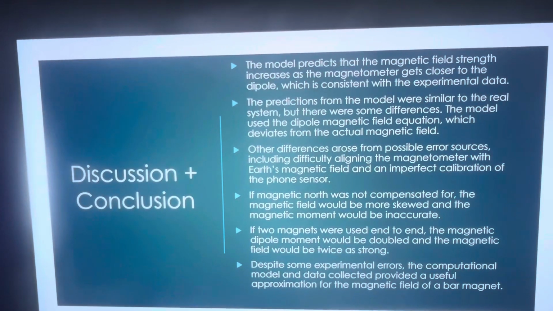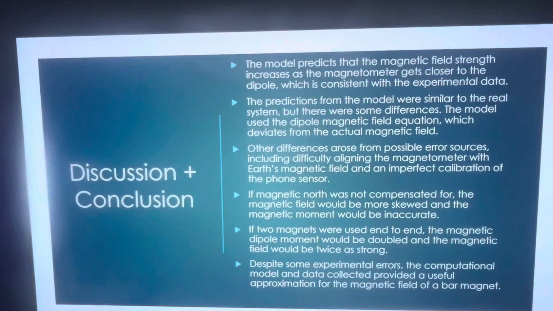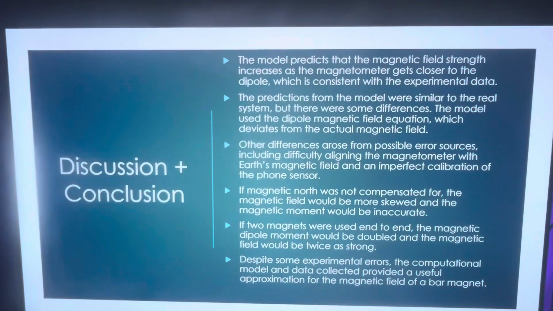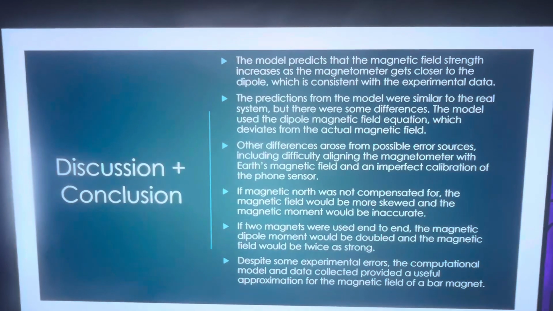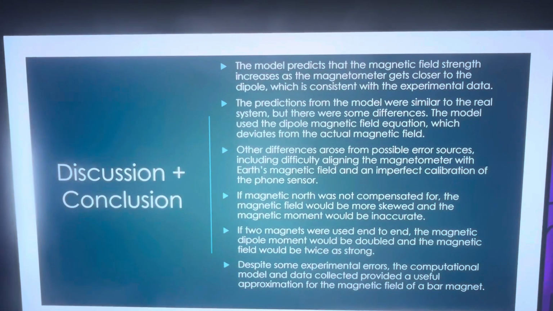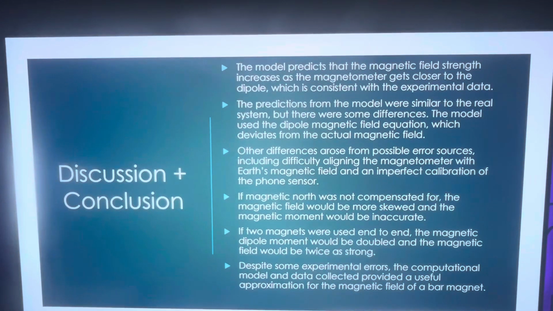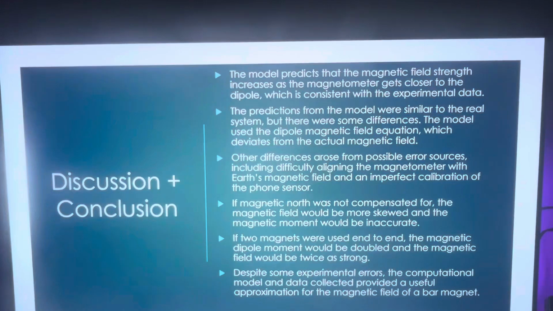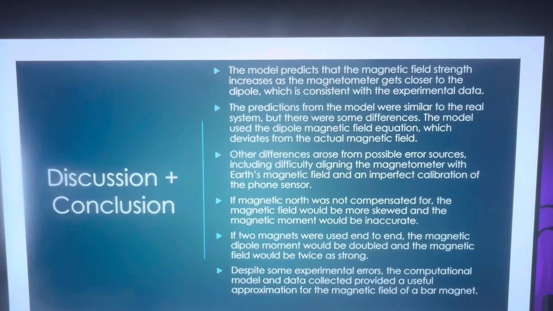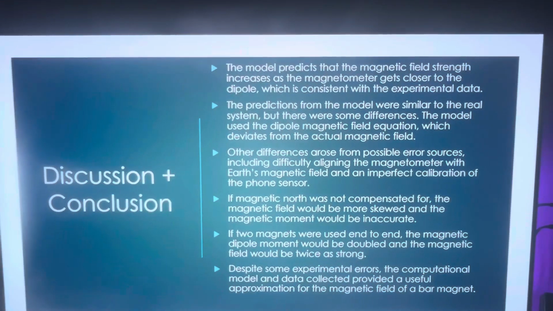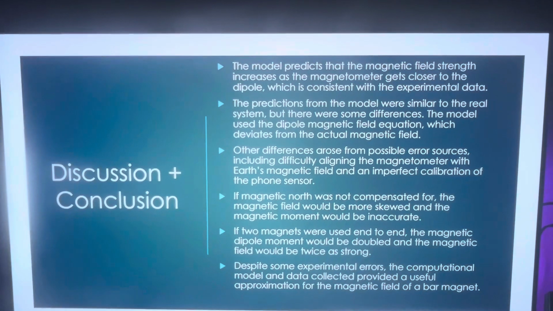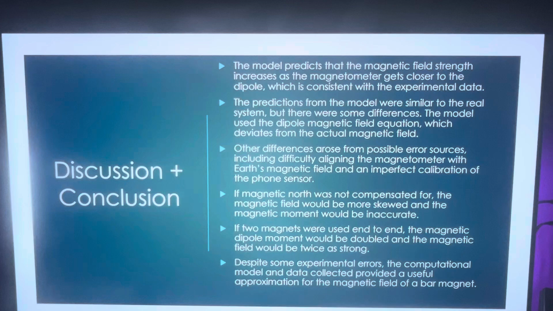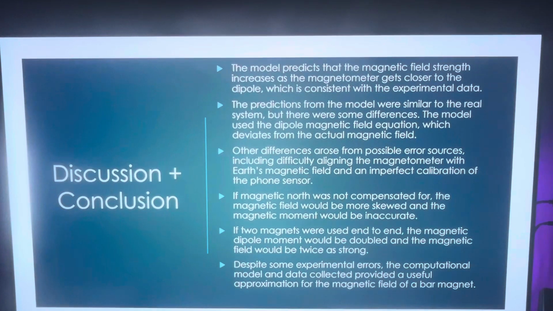Other differences were from error sources, including difficulty aligning the magnetometer with Earth's magnetic field and an imperfect calibration of the phone sensor. If magnetic north was not compensated for, the magnetic field would be much more skewed and the magnetic moment would be inaccurate, especially in the x direction. If 2 magnets were used end-to-end, the magnetic dipole moment would be doubled and the magnetic field would be about twice as strong. Despite some experimental errors, the computational model and data collected provided a useful approximation for the magnetic field of a bar magnet.